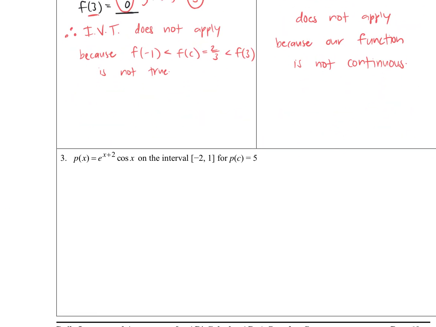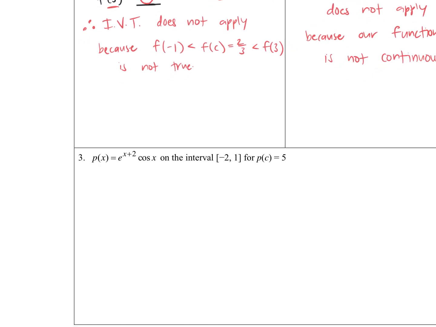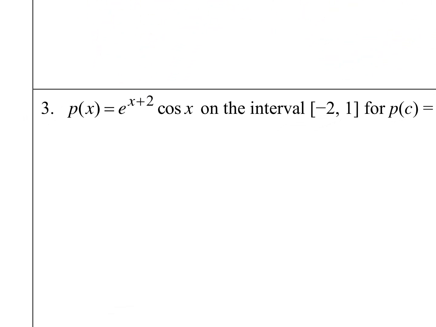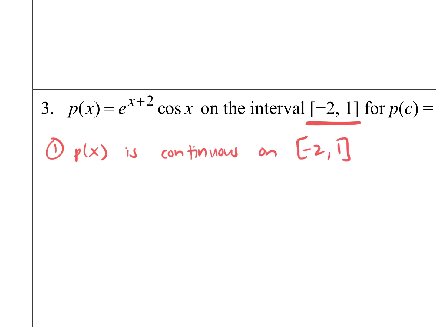All right, so number 3 here, I've got a function, an exponential times cosine of x on this interval, and my p of c function is equal to 5. So we need to see, does that exist with my intermediate value theorem? Is this function continuous first off? Yes, it is. There's no dividing by anything, so this function is continuous. So we would say p of x is continuous on the interval from -2 to 1.